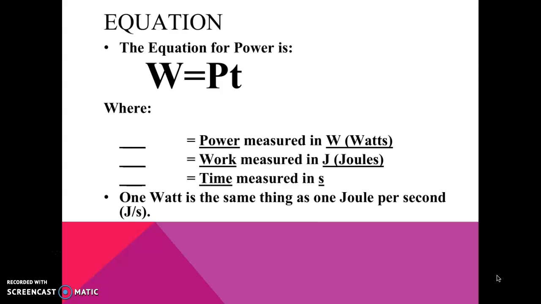So our equation that we will use for power is W equals PT. Power is signified by the variable P, and it is measured in watts. Work is W, measured in joules, or J, and T is time, measured in S. Notice that 1 watt is the same thing as 1 joule per second, so we may see those units interchangeably. Make sure you have the definition and units written down.